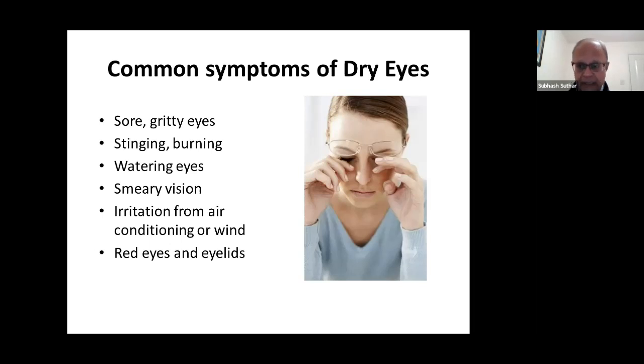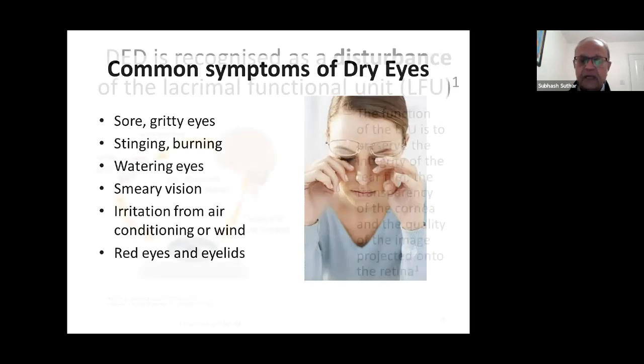Now I'm coming to the blinking rate, why it is so important. What are the common symptoms of dry eyes? We have sore, gritty eyes, stinging and burning, watering of the eyes. People ask me, if my eyes are watering, how can it be dry eyes? No, watering of the eyes is actually a symptom that you've got dry eye. Irritation from the air conditioning or wind. When we go out in winter like this, and even in summers when there is high wind, our eyes actually tend to evaporate, and that causes dry eyes, and red eyelids as well.